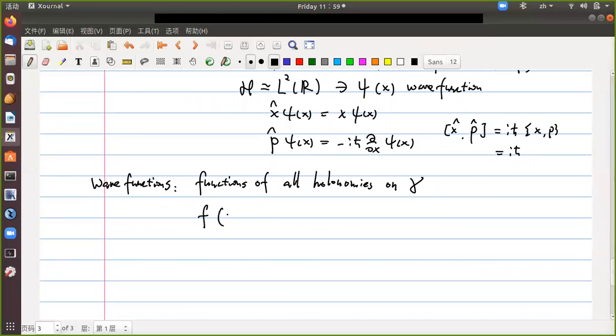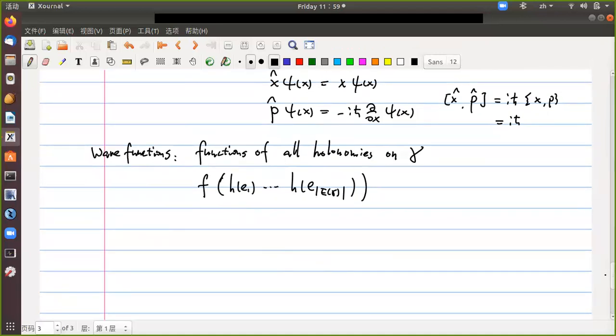Let's call this wave function f. It's a function of all holonomies, h_e1 to h_e(number of edges). So your variables include all holonomies on the lattice. Okay, and now your Hilbert space is just built by these functions.